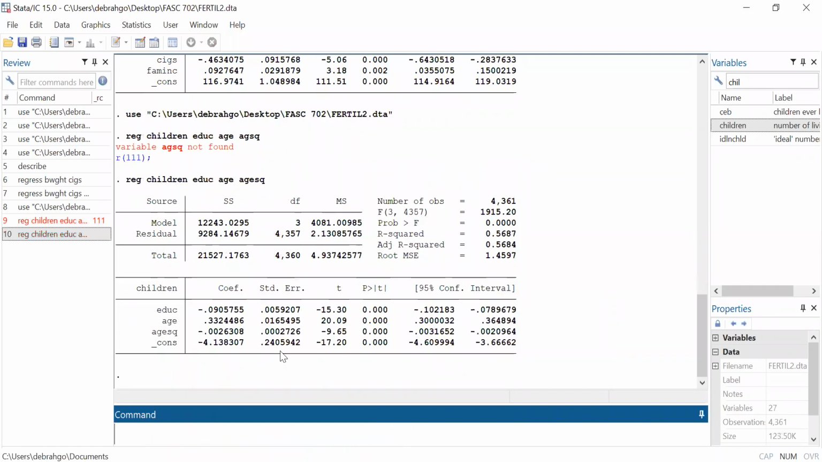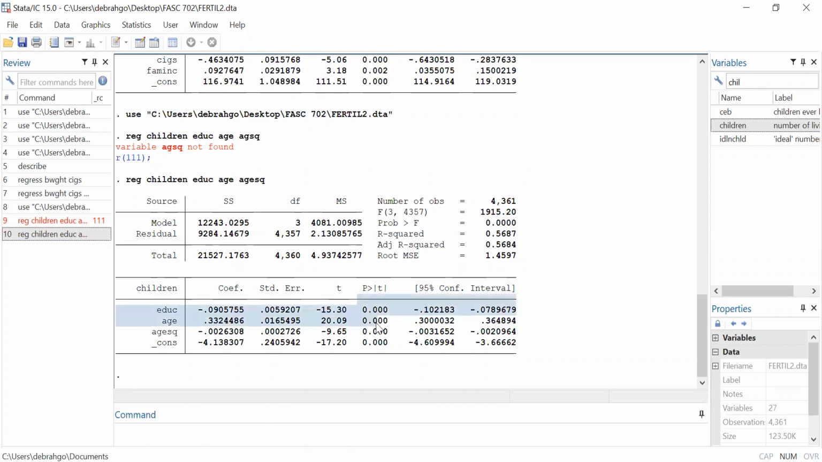Okay, so we have the results here. The p-value is 0.0000 here, so they are all statistically significant. Now, education has a negative effect on the number of children a woman gets. Does that make sense? The more education, the fewer children. You believe that? Yes. The more years of education. Then age has what? Positive effect. Positive effect, yes. Okay. Then we have a constant.